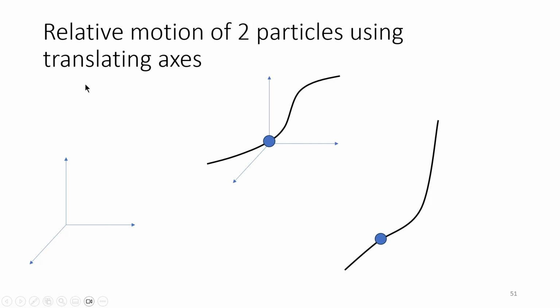So this is the last part of chapter 12, that is the relative motion of two particles using translating axes. So let's start one by one. So we have an axis, I will call the origin O, the coordinate Z, and then the coordinate Y, and then the coordinate X. So this is, let me call this one the fixed reference frame.